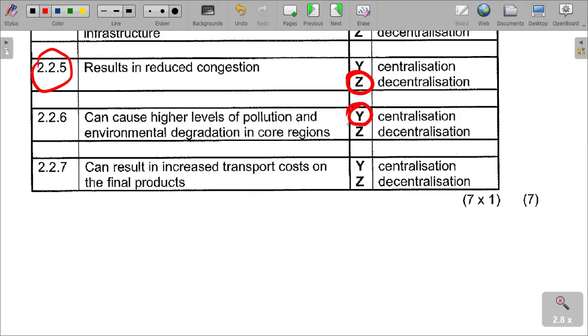That is also centralization. With centralization, core regions can become smog basins. We have a lot of carbon gases in core regions because of centralization. Which can result in increased transport cost on the final product? It is also centralization.